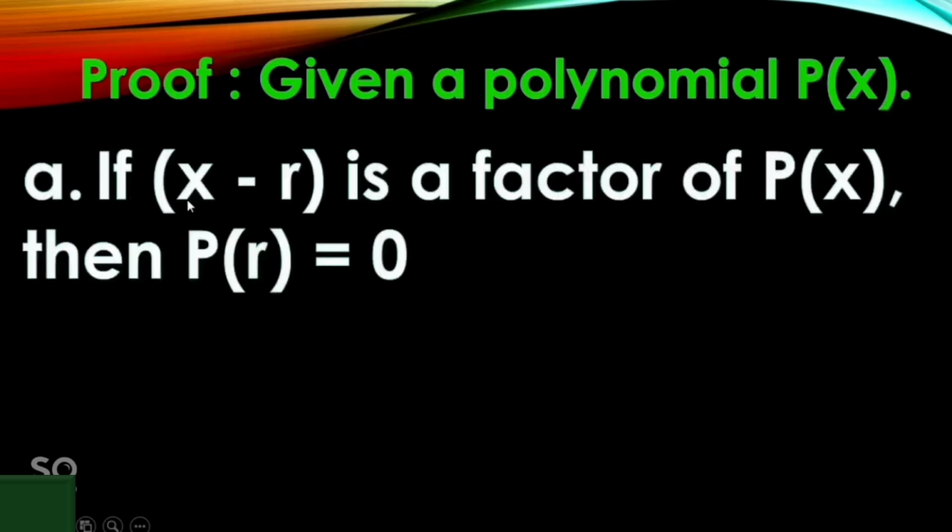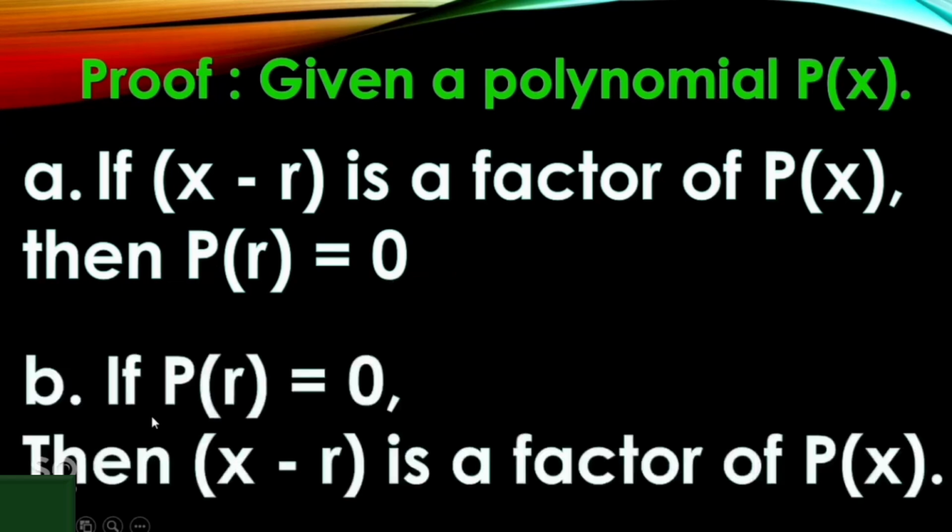Given a polynomial p of x, if x minus r is a factor of p of x, then p of r equals 0. Kapag yung factor na binigay na x minus r ay factor ng p of x, ang maging result is 0.